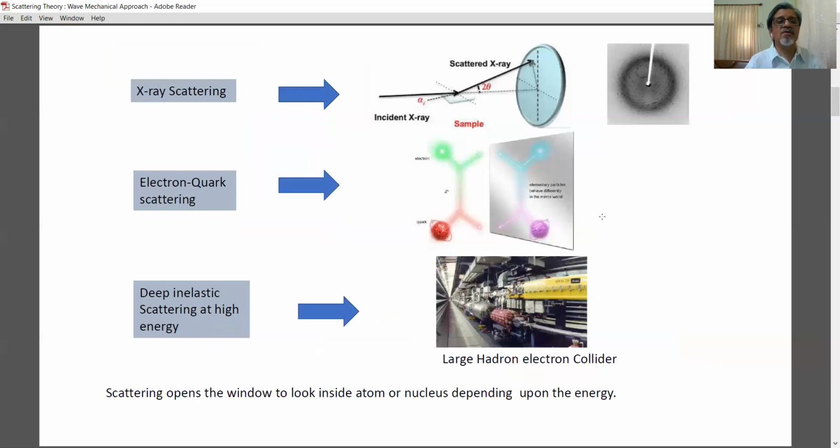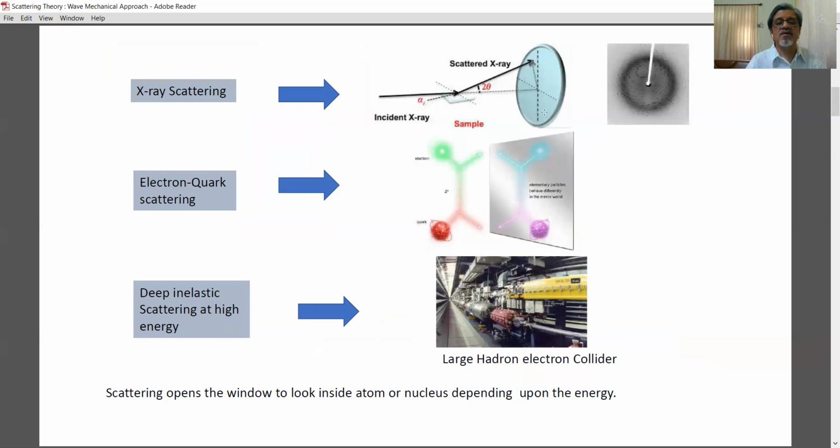The second experiment in that direction is X-ray scattering, shown over here. There, in small angle X-ray scattering, the X-ray is incident and scattered and recorded on a photographic plate. The photographic plate has a ring type of structure, and that gives a characteristic of a particular sample.